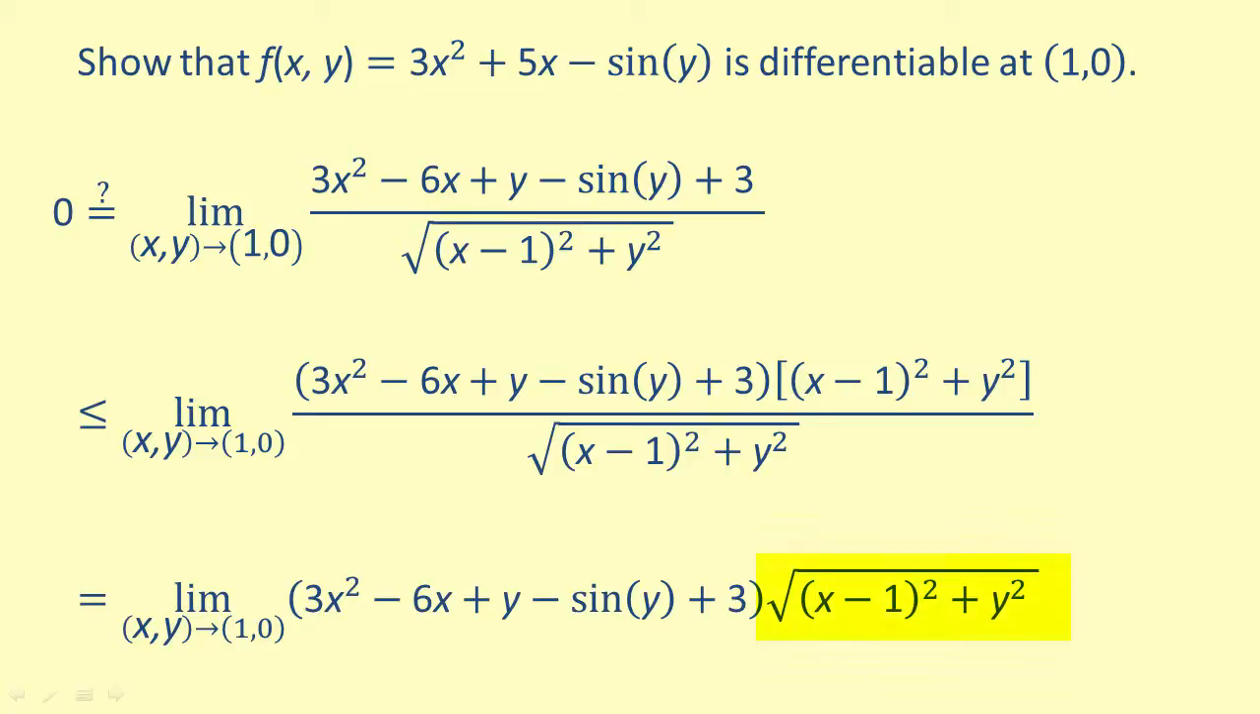Looking at this limit, we see that this term goes to 0 as x, y goes to 1, 0. By the product property of limits, this means that the entire limit goes to 0. Therefore, f of x, y is continuous at the point 1, 0.